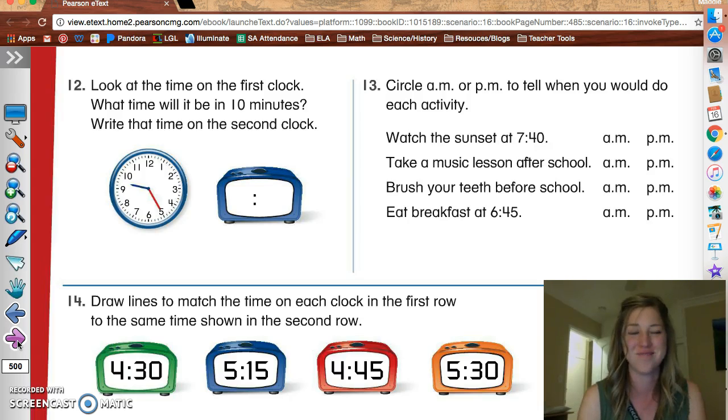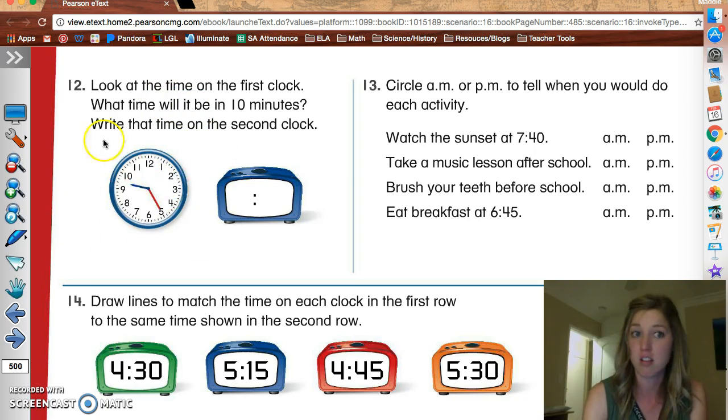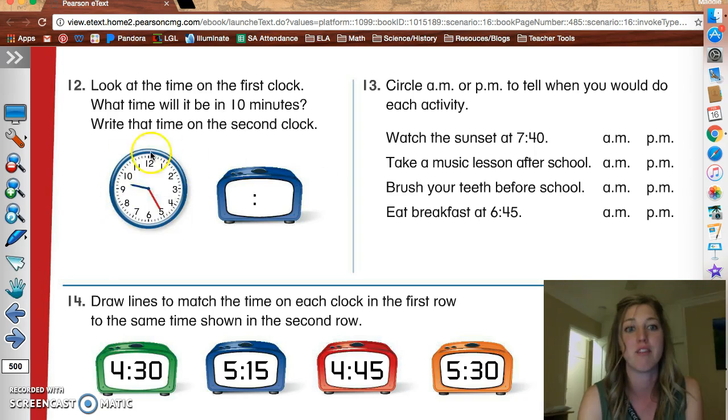Last page. Number 12. Look at the time on the first clock. What time will it be in 10 minutes from this time? Once you find that, write that time on the second clock. You can pause.